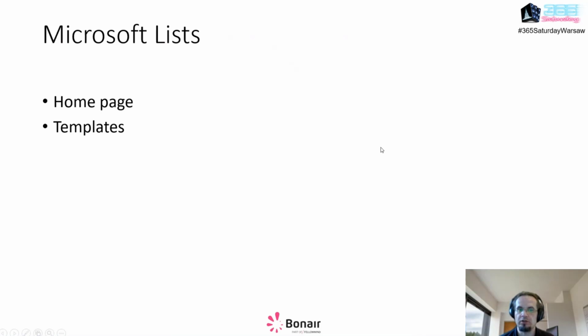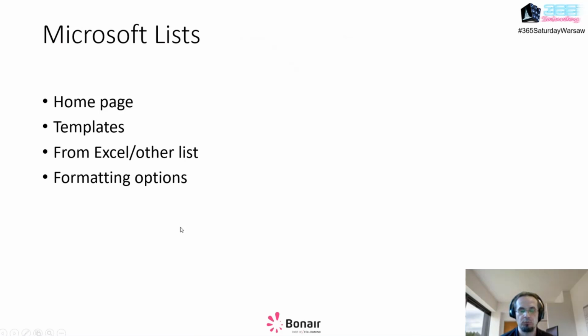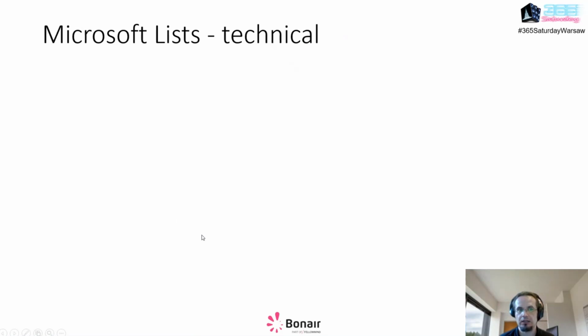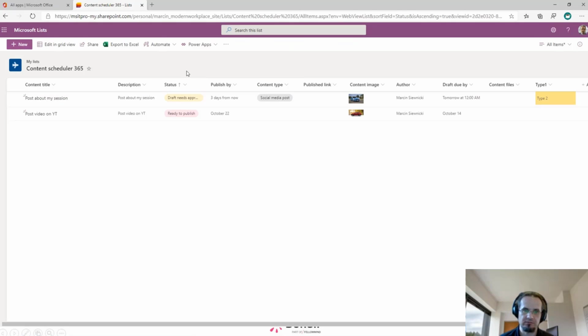Okay, so we have a home page, templates, a very cool feature, but only 8 currently, and we can't create our own. We can create lists from other lists, from Excel. We have formatting options. And now it's very important to understand how it works, because SharePoint lists, this application, is based on SharePoint Online. So Microsoft Lists is based on SharePoint Online lists. So it's the same, but with a new and very enhanced and cool looking view.